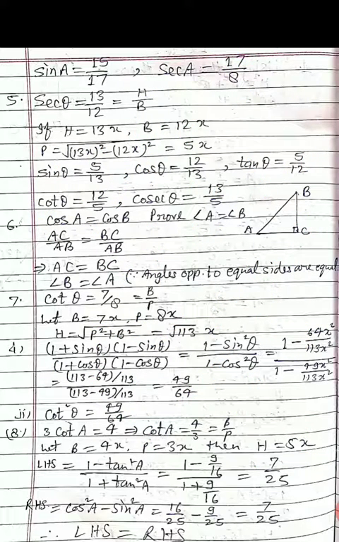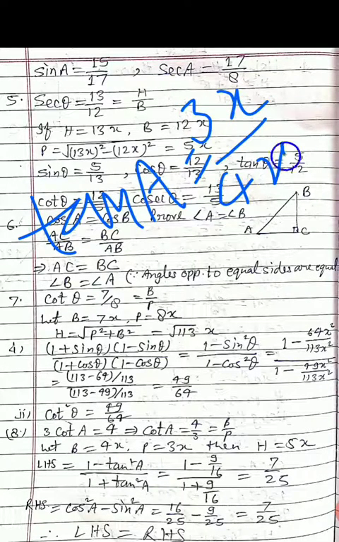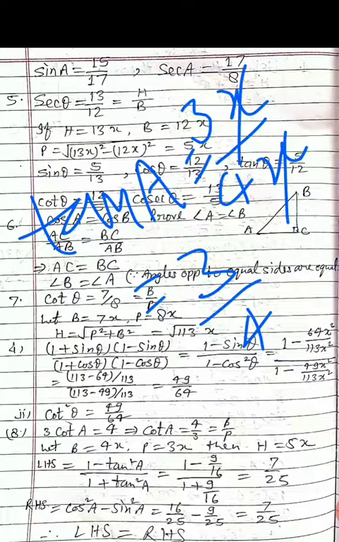Now we are putting this value in LHS. So LHS is 1 minus tan square a upon 1 plus tan square a. Tan is p upon b. So perpendicular is 3x upon base is 4x. Tan a equals to p upon b. So p is 3x upon b is 4x. x cancel. So we get 3 upon 4. Tan a की वैल्यू आ गई हमारे पास 3 upon 4. Now this value we put here.